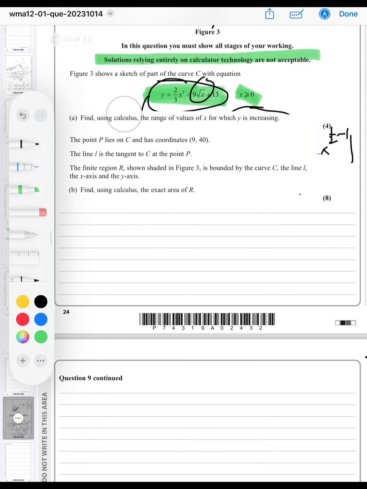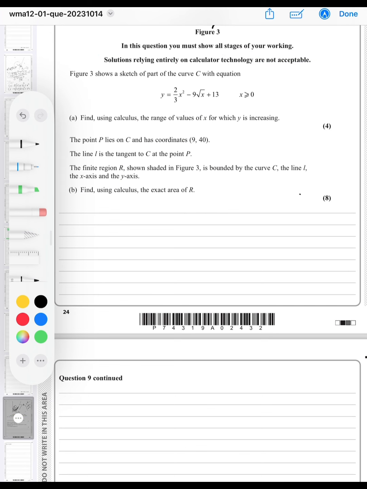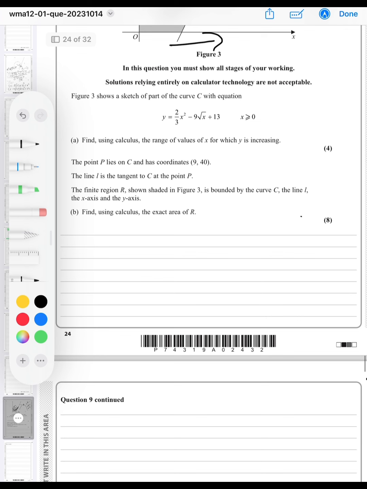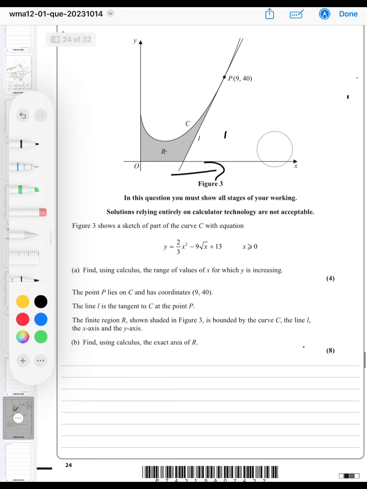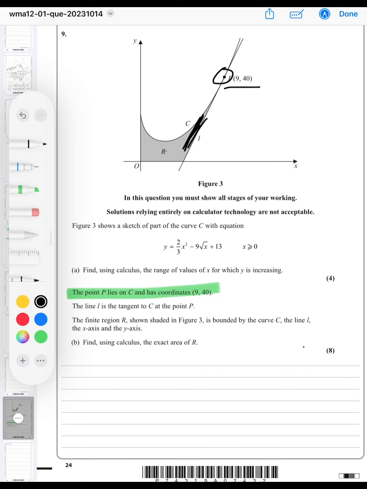So the second part is, hold on, the point P lies here. The point P lies on C and has coordinates of 9, 4, 0. Okay, L is tangent to C at point P. Fine, L is tangent. Yeah, we can see that it's tangent here. The finite region R, this is the finite region, it is starting from this point, and it's ending here. So this is the finite region R.